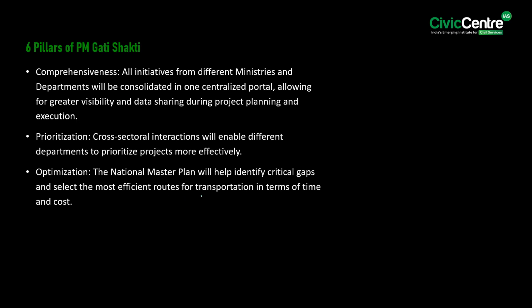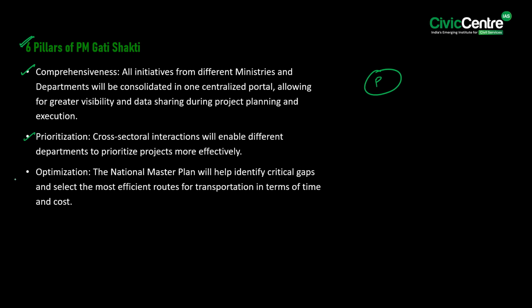Furthermore, there are 6 pillars of PM Gati Shakti. Firstly, comprehensiveness, which means all initiatives from different ministries and departments will be consolidated in one centralized portal, allowing for greater visibility and data sharing during the project planning and execution. Secondly, prioritization, through which cross-sectoral interactions will enable different departments to prioritize projects more effectively.